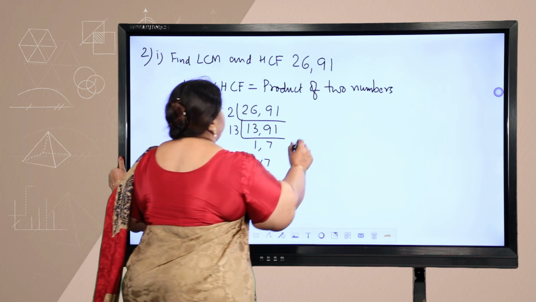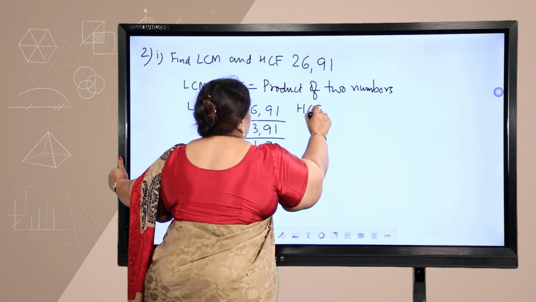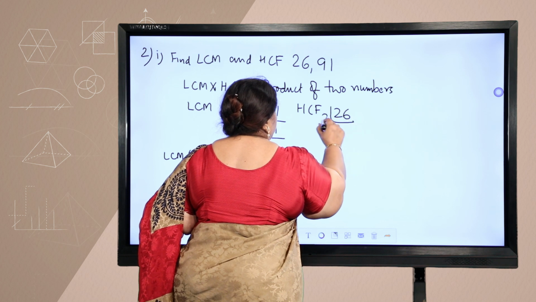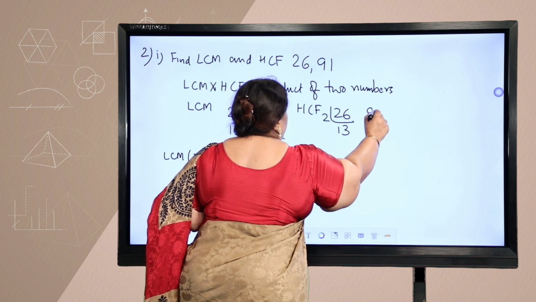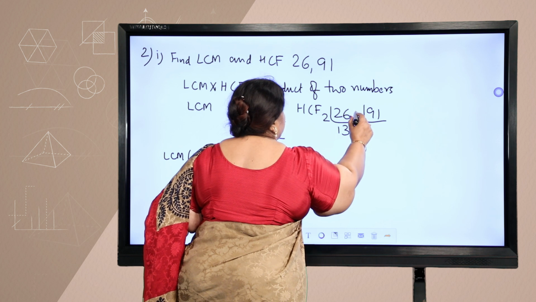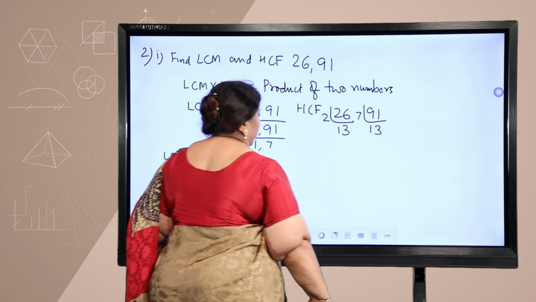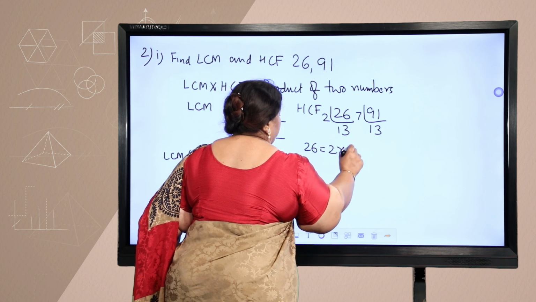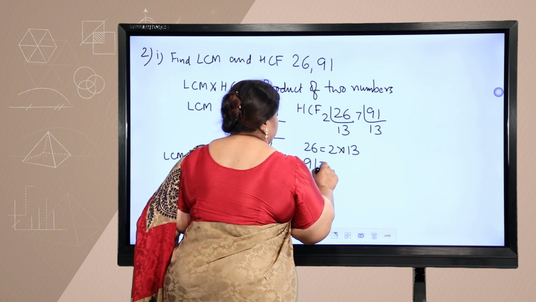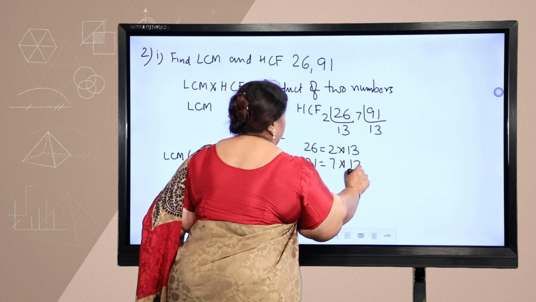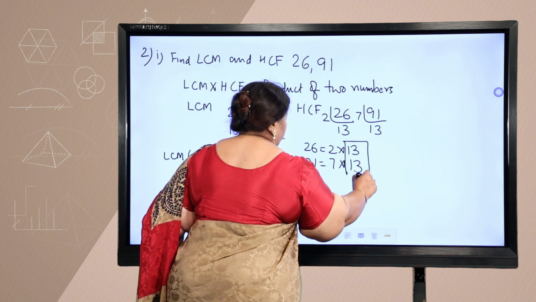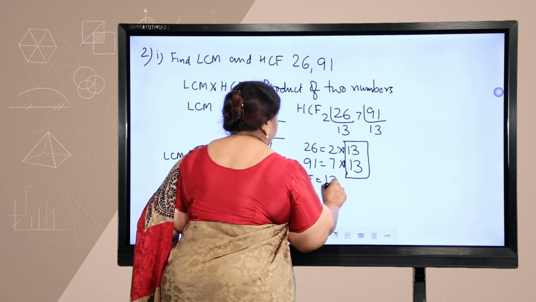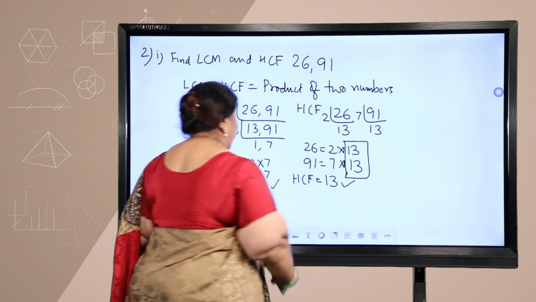182. In order to find out the HCF using prime factorization, 26 can be written as 2 into 13 and 91 can be expressed as 7 into 13. So, 2 into 13 and 91 is written as 7 into 13. What is common in these two? It is 13. So, HCF is 13. We have found out the HCF and LCM.